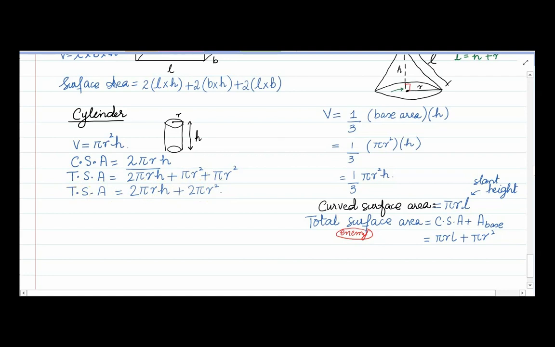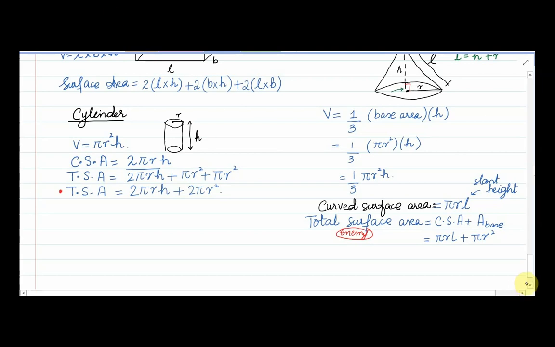I hope that you got the idea about the curved surface area and the total surface area. The curved surface area includes only the curved portion, but the total surface area includes the portions that we can touch easily. Again, I am just dotting it with the red pen so that you can remember that it is our enemy, right? It is our enemy.